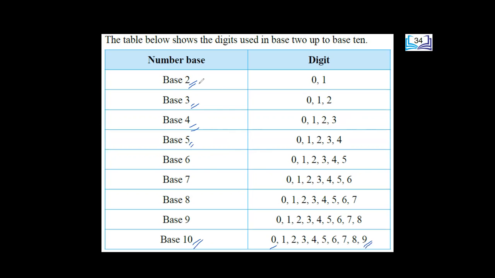So all the digits, when we do consideration, start from 0. Then the next one is 1, and then the next one is 2. So let's say base 7. In base 7, you will see 7 digits, but 7 is not in the digit system, which is 0 until 6.